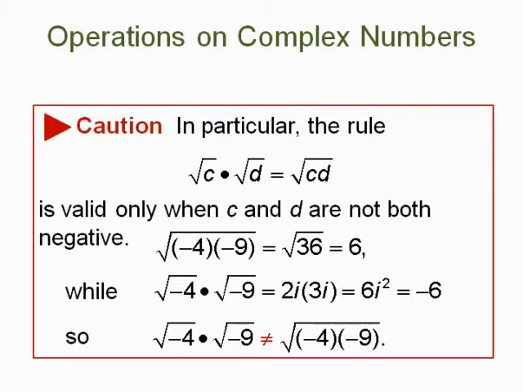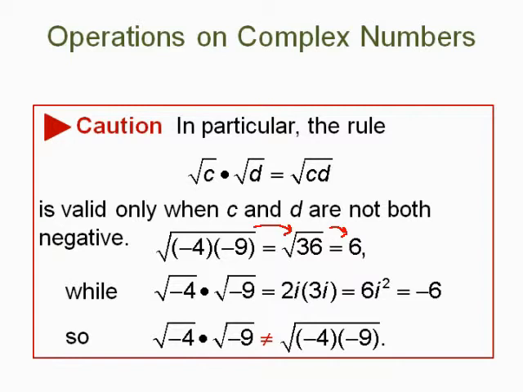And here is another caution. Look out if you have, let's say, the square root of negative 4 times the square root of negative 9, because a lot of students might look at the old rules for radicals here, and they might say, well, that's the square root of positive 36, which is 6.